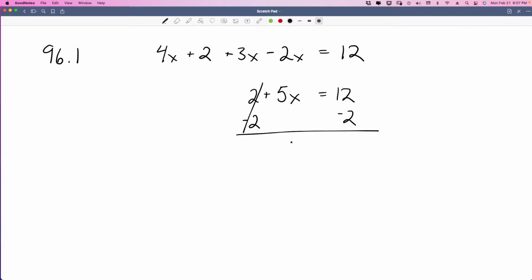This cancels. We have 5x is equal to 10. So now we divide both sides by 5, and x is equal to 2. Easy peasy. Y'all can do this in your sleep. Let's do one more.